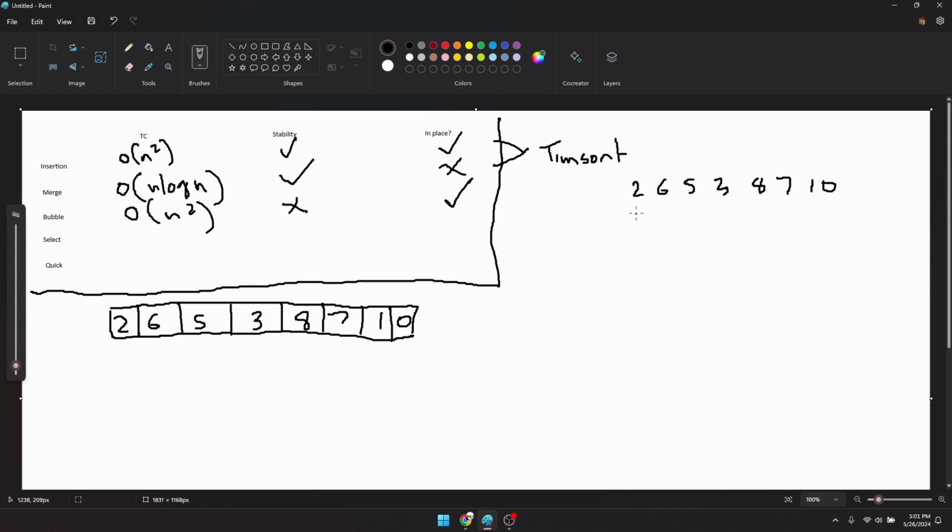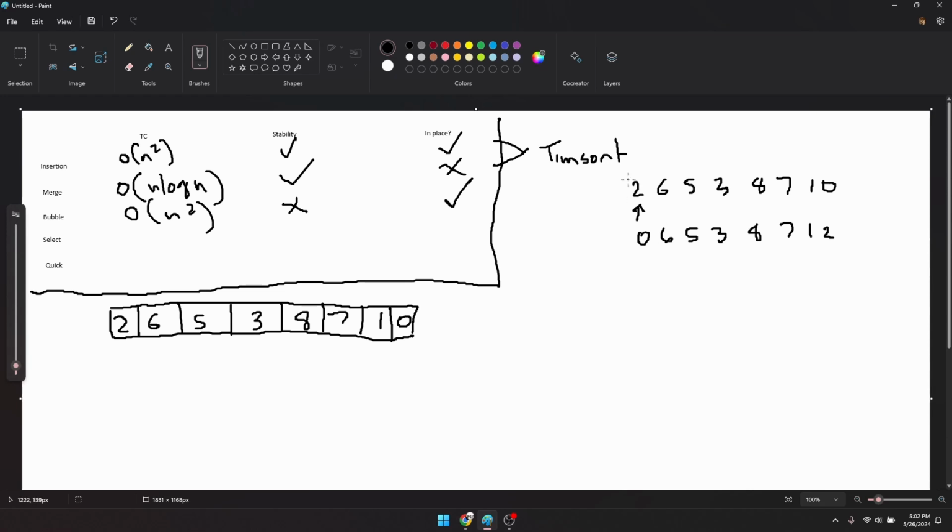We're looking at 2. Can we find something smaller than 2? Well, 1 is smaller than 2. Okay, we keep tabs on 1. 0 is smaller than 2. So we're going to swap 0 and 2. 0 is going to go all the way up here, and 2 is going to go all the way back here. And the rest of the array stays the same. Now moving on to 6. 6 is our current item.